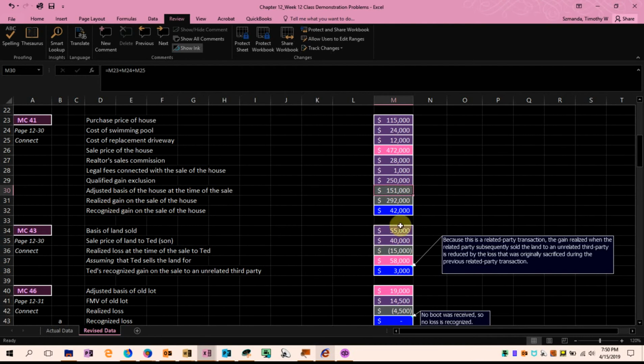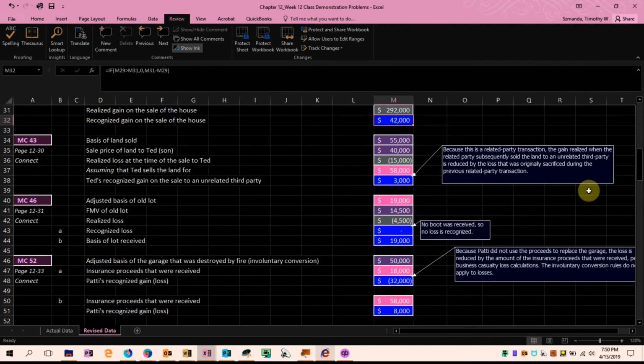So the realized gain on the sale of the house then, the realized gain, not the recognized, will be the sale price of $472,000, and we'll deduct the $28,000 sales commission, deduct the $1,000 legal fees, and then we'll deduct the adjusted basis of $151,000, and that will give $292,000. Then $42,000 is the recognized gain on the sale of the house, because the $292,000 exceeds the exclusion amount of $250,000 by $42,000. So there's a partial gain recognition on the sale of this house.